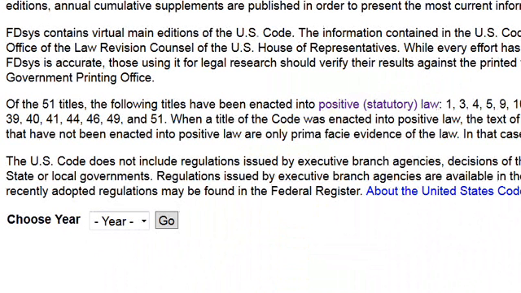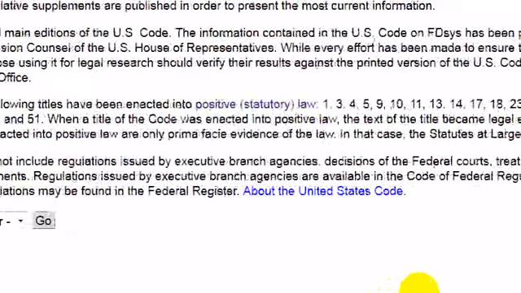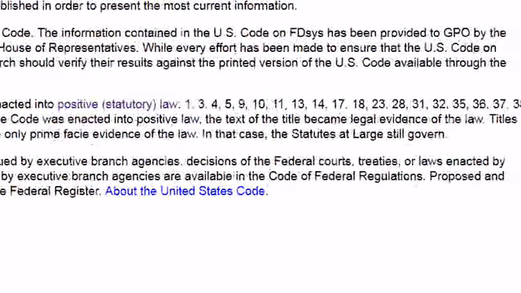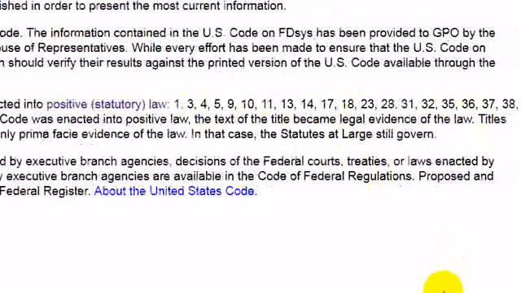Even if you are within that United States jurisdiction, you are a federal citizen, you are a 14th Amendment citizen, there are still some things that you may not be aware of that's not positive law that could be oppressing you. Anyway, of the 51 titles, the following titles have been enacted into positive statutory law, and then it shows you the positive law and the titles. Okay?